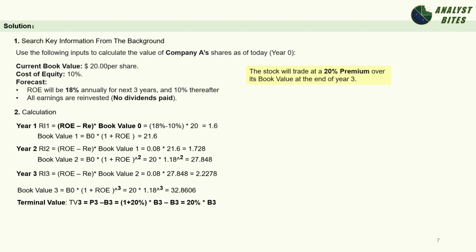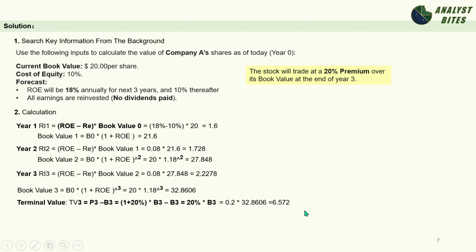Finally, here is a little math magic. The problem says P3 is at a 20% premium. That means P3 equals 1.2 times B3. Let's put that into the formula. 1.2 B3 minus B3 equals 20% times B3. See, you just need to take the B3 you calculated and multiply it by 0.2.